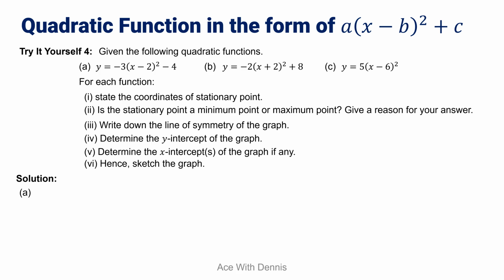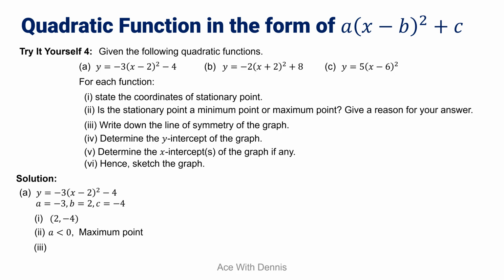Alright, so here is the solution. For A, the equation is y equals -3(x - 2)² - 4. The value of a is -3, b is 2, and c is -4. Number 1. The coordinates of the stationary point will be (2, -4). Number 2. Since a is less than 0, or a is a negative number, then the stationary point is a maximum point.